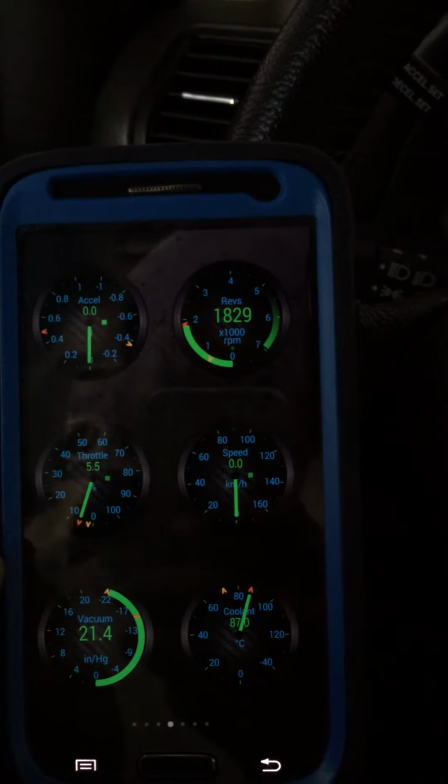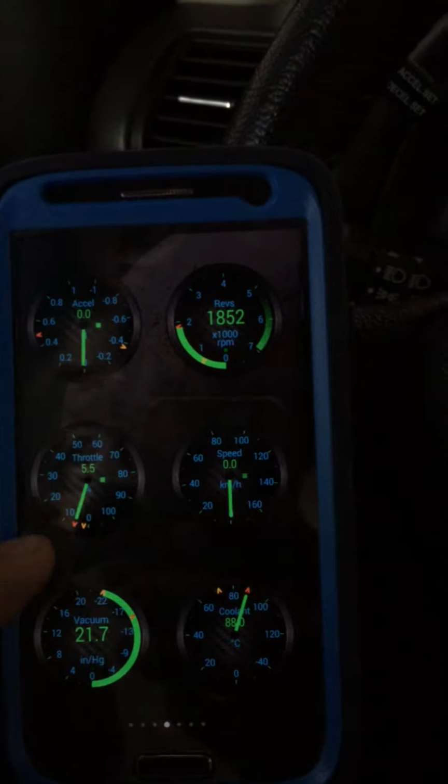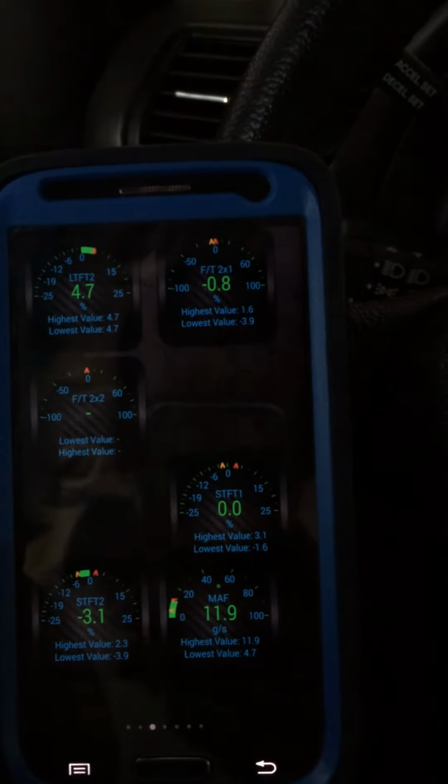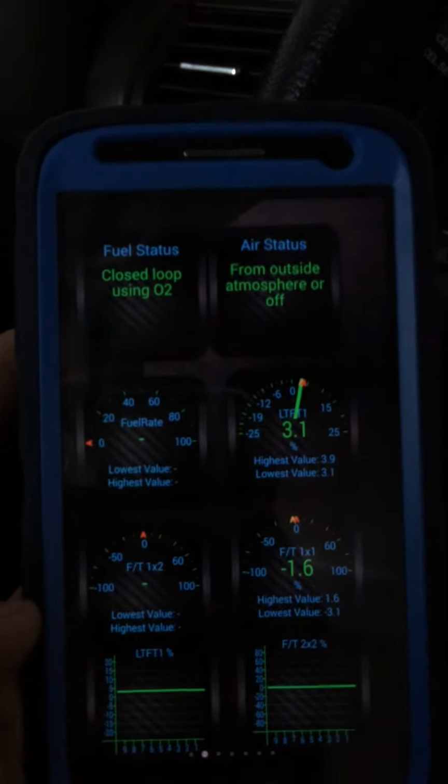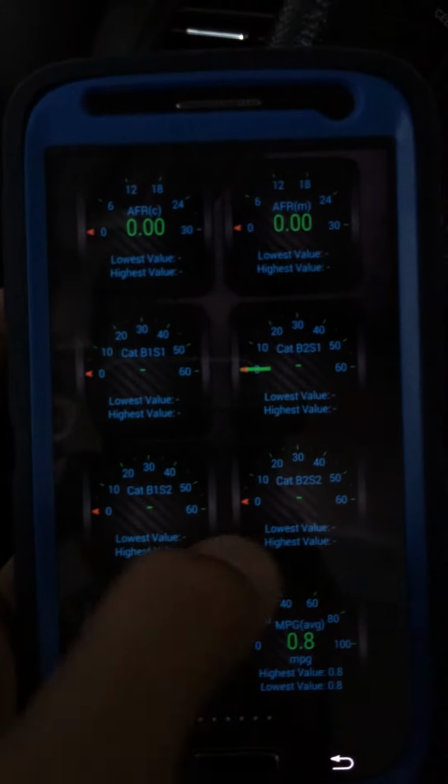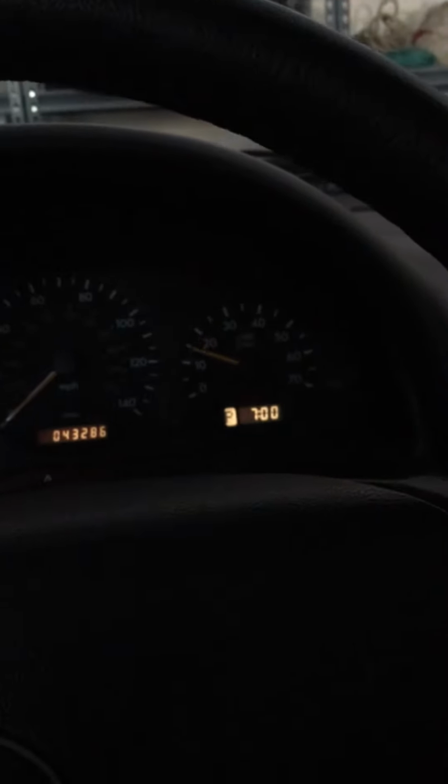The vacuum's at 21.4, somewhere around there. Mass airflow's at 11.9. The revs are almost at 2. I'm holding it constant around there. So I hope this is helpful. Alright, so I'm gonna let go of the revs. Okay, I think that pause right there was a bit more noticeable than before. So I hope you get what I'm trying to convey.